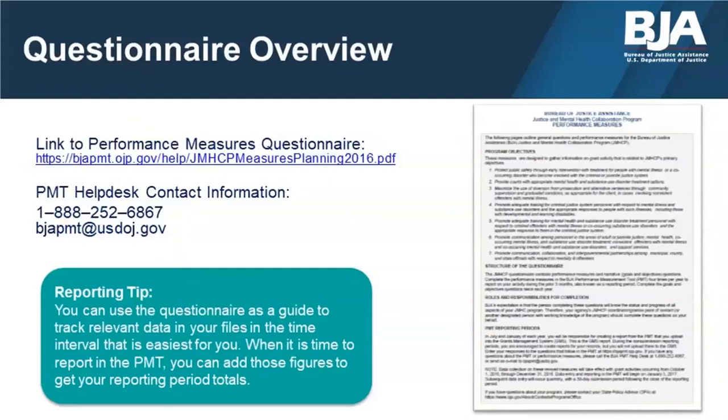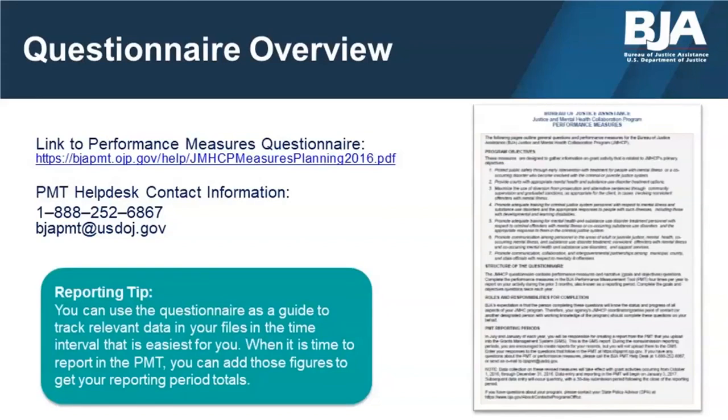The first page of each performance measure questionnaire outlines additional resources that may be helpful as you report. It includes reminders about the program's goals and objectives and lists contact information for the PMT Help Desk and state policy advisors if you need to reach out with any questions. We like to note each program's goals and objectives as a reminder of why we are asking you to fill out this questionnaire each quarter. The measures are ultimately there to assess your progress toward the JMHC program's goal.